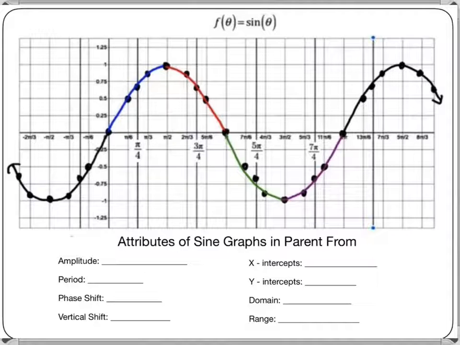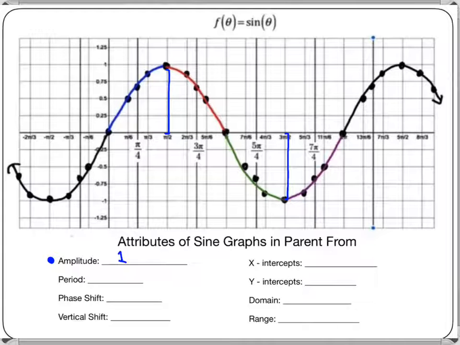So let's start with the first unfamiliar one, the amplitude. The amplitude basically means the distance from the peaks and valleys right back to the center of the graph. And it's always going to be positive. I'm going to show you how to calculate it a little bit later. So the amplitude in the standard position, or its parent form, is just going to be 1.